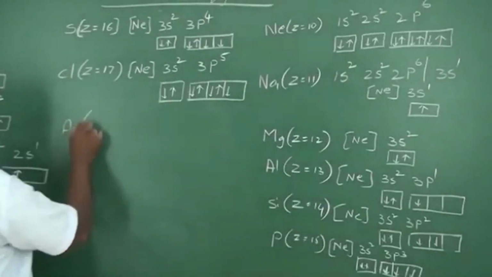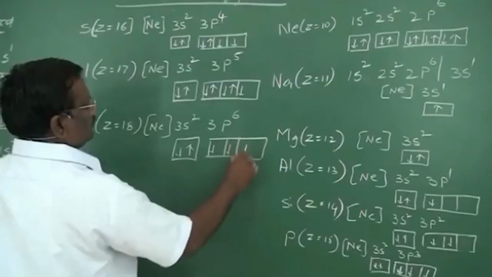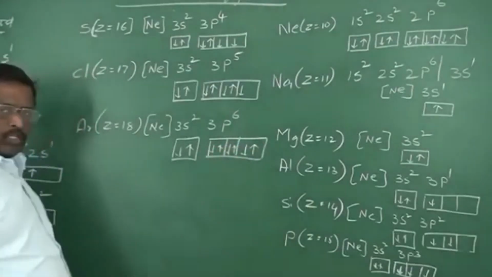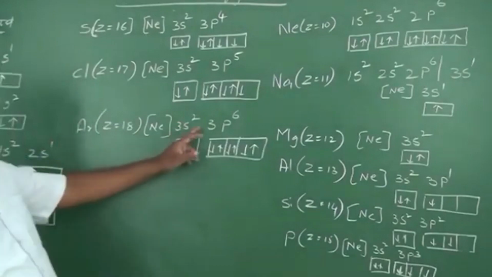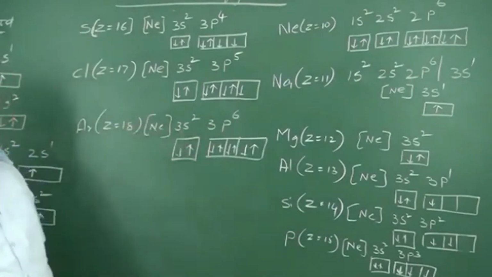Argon. First 10 electrons are just like neon. 3s2, 3p6. So with argon, the third energy level S and P orbitals are completely filled. Now in the third energy level, we have the 3d orbital and the 4s orbital.